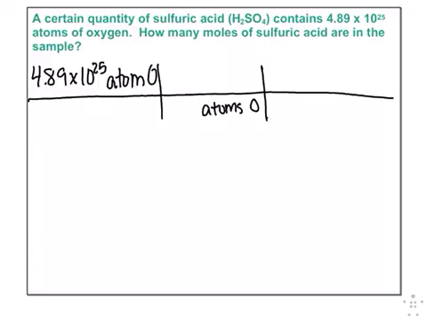So not only do we have to change our unit of measure, we also have to change to the correct compound, because this is asking for how many moles of sulfuric acid. So we need to get into sulfuric acid. Our unit up here needs to be something dealing with sulfuric acid. And so what is the relationship of oxygen atoms to sulfuric acid? Looking at H2SO4, there's a relationship between oxygen and the sulfuric acid as a whole. What would be the relationship?